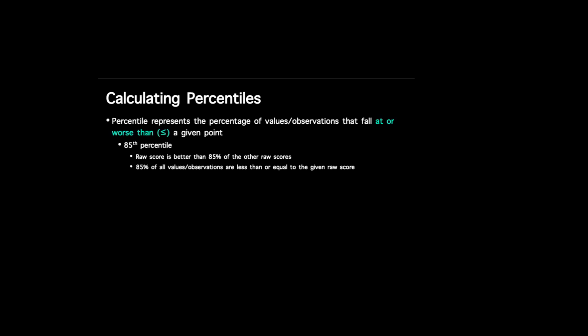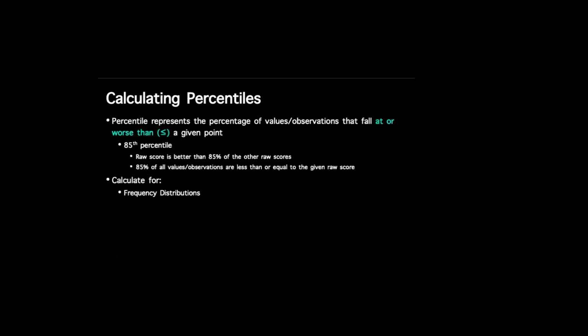So again, we're saying percentiles represent a percentage of values or observations that fall at or worse than a given point. Now, a lot of times people will interpret worse than as less than or equal to. That's not always the case. So I put that here because this is kind of what your mind jumps to, but in some cases, a worse score might be a higher number in the number scale. Okay, so just keep that in mind. You're at or worse than. Okay. So basically, you're just looking at.